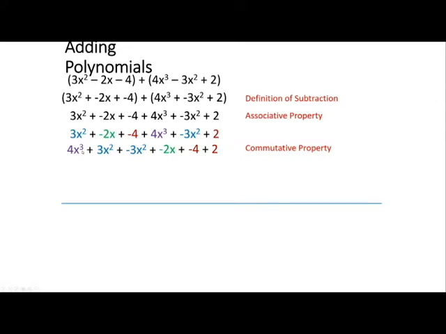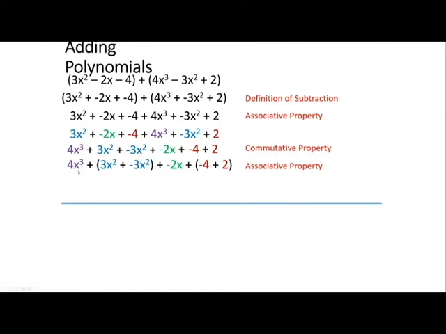Notice the 4x to the third is all by itself, but I have two of these x squareds. So I'm going to put those in a group together. I have only this negative 2x, so I'm going to leave it alone. And then I'm going to come over here and group this negative 4 and my 2 together using the associative property. And lastly, I'm going to combine my like terms.